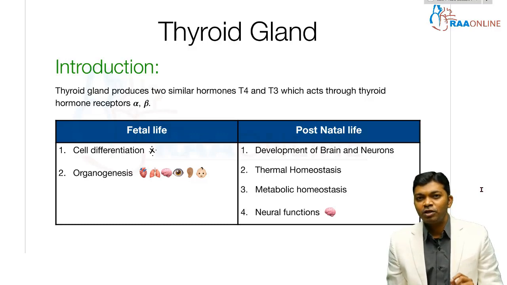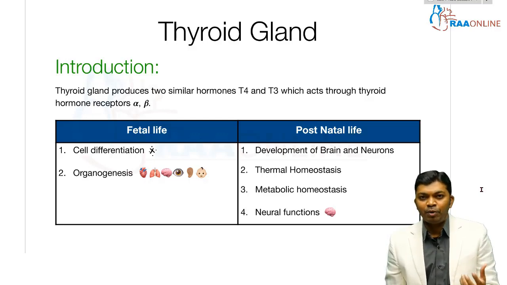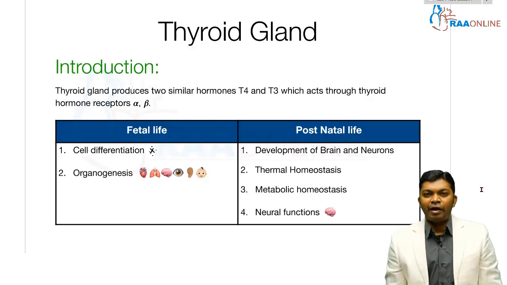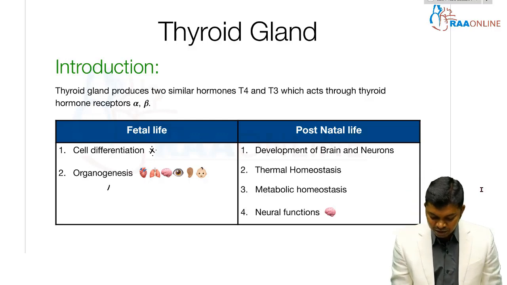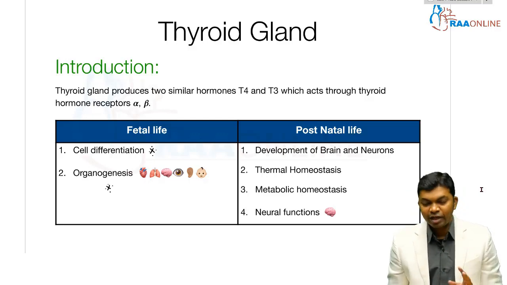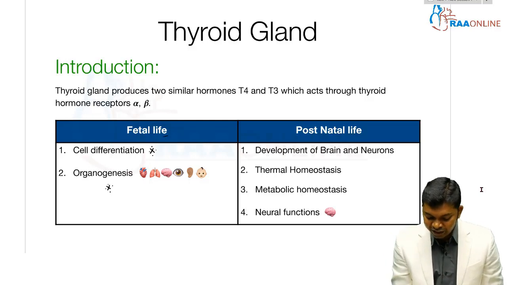Number two, something called organogenesis. Different organs of body are developed in the embryological stage, and for this organogenesis, thyroid hormone is pivotal. It's extremely important. So second point is going to be organogenesis. Both these two things happen in fetal life, doctors.